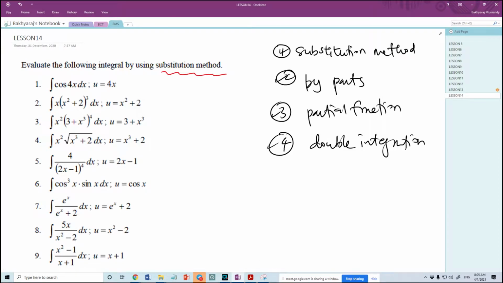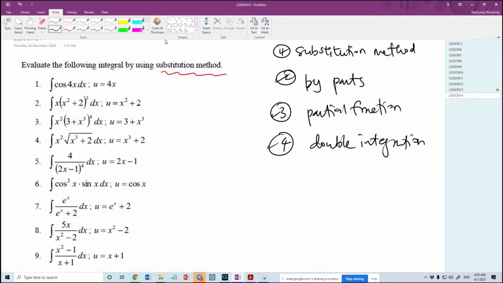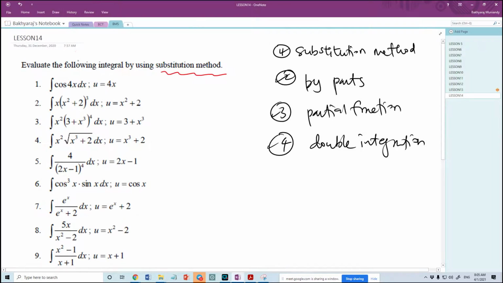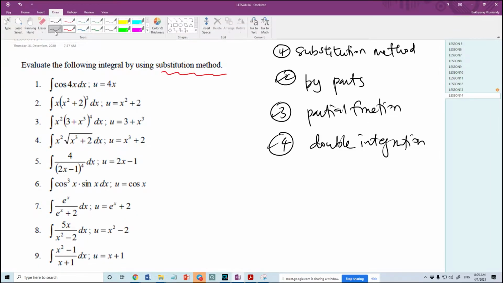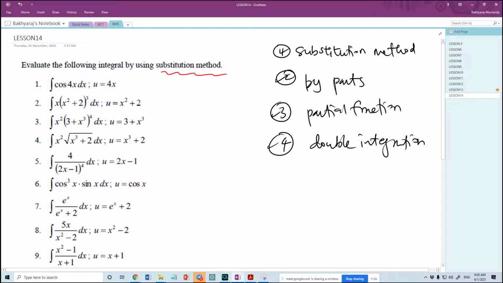As I promised, we go for the substitution method. Substitution method is where you need to substitute something. Look at number one. First question, start with the integration of cos 4x dx.